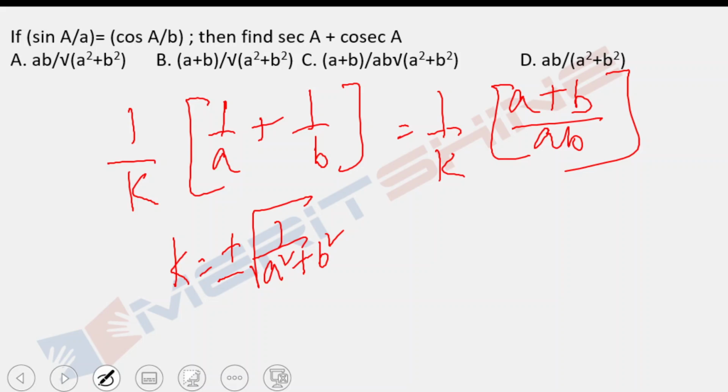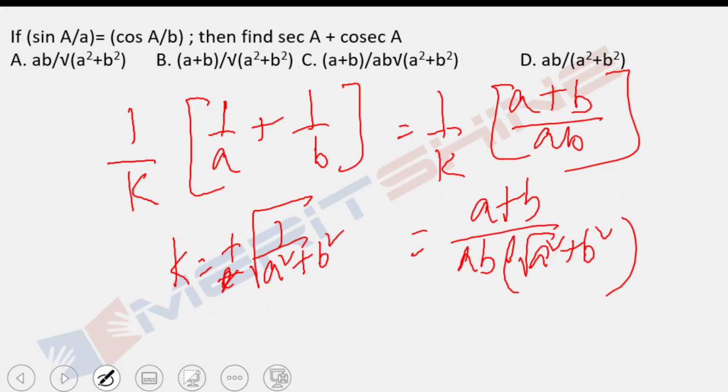So now I can put it here and look at the options. There is no negative option, so I will only put the positive one. So I have (a plus b) divided by ab into root over a square plus b square. Is there any option like that? Not this, not this, this one, C, is your option.